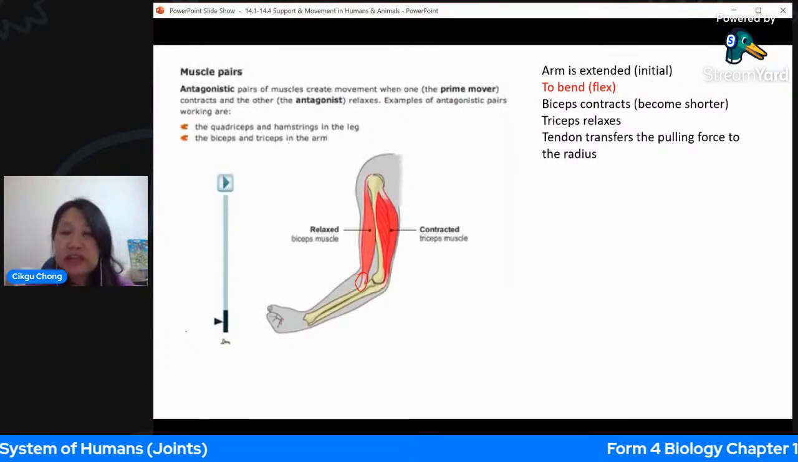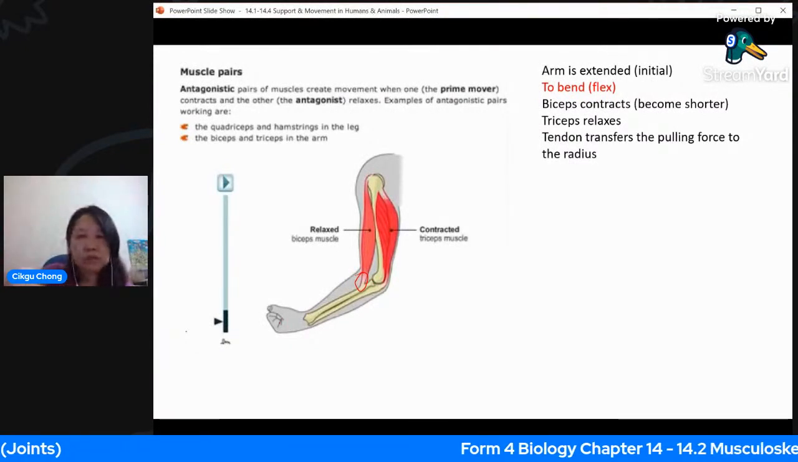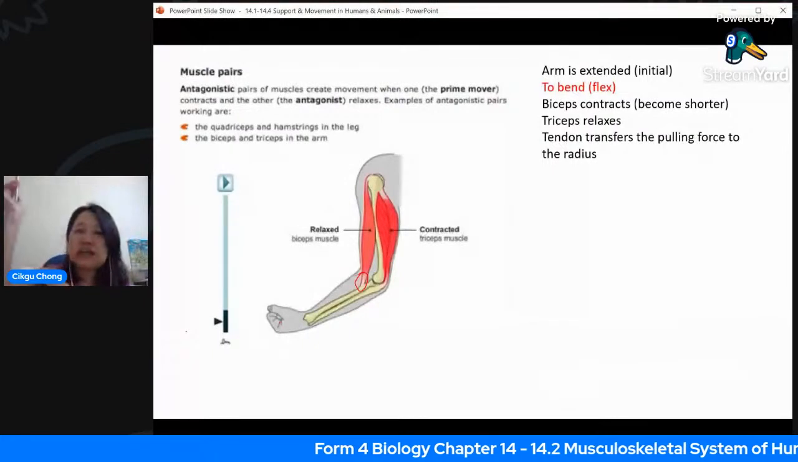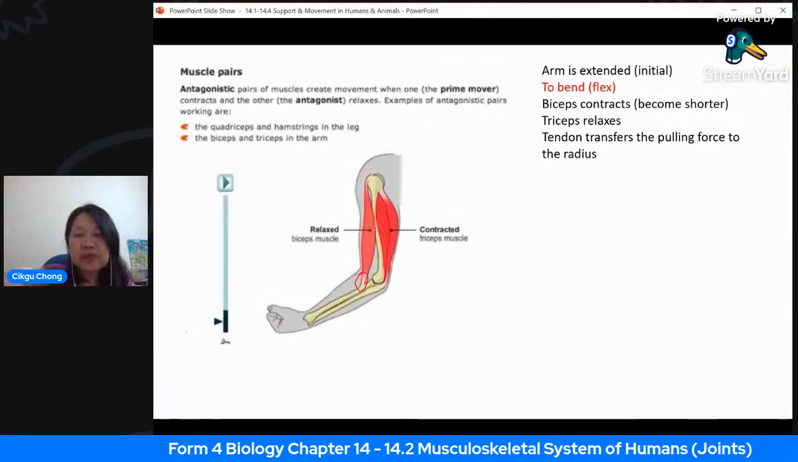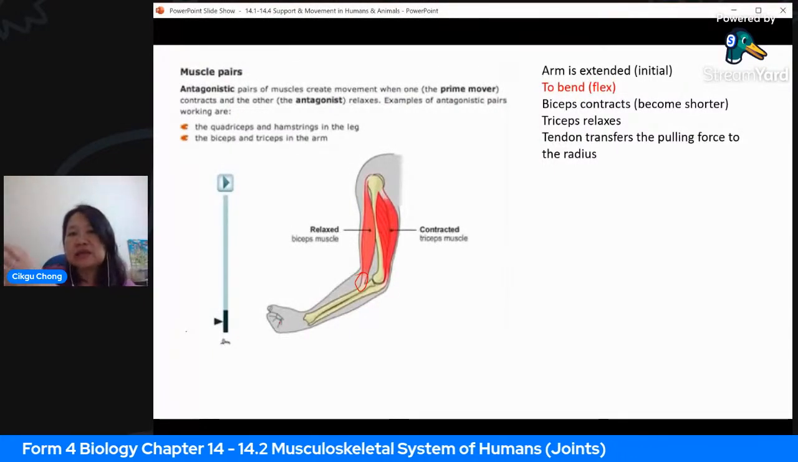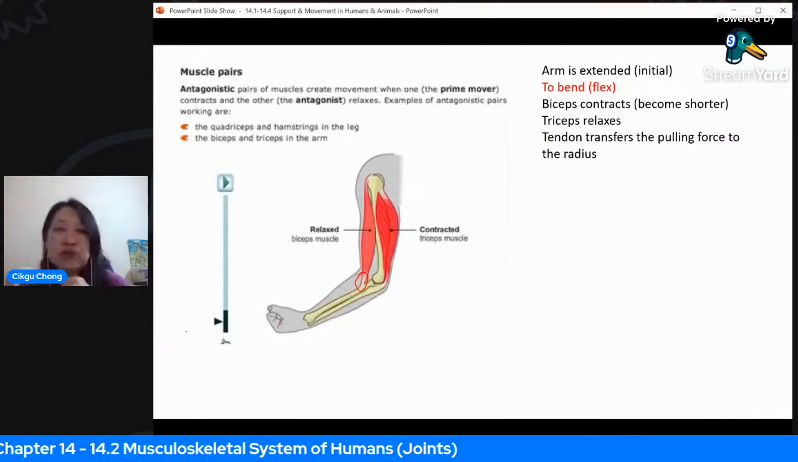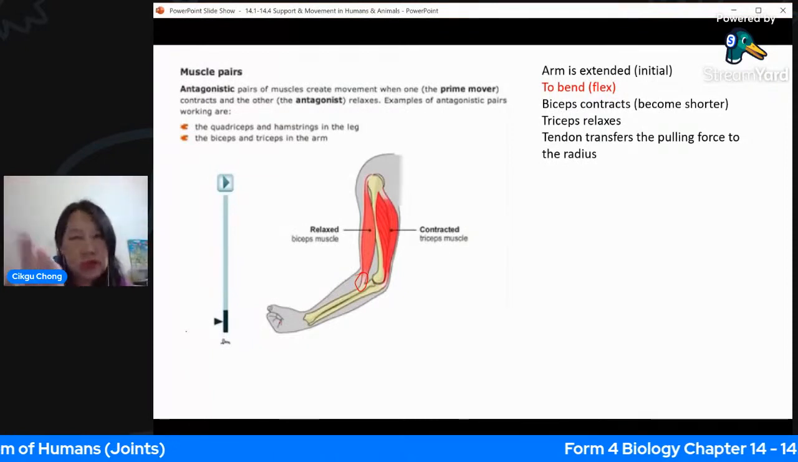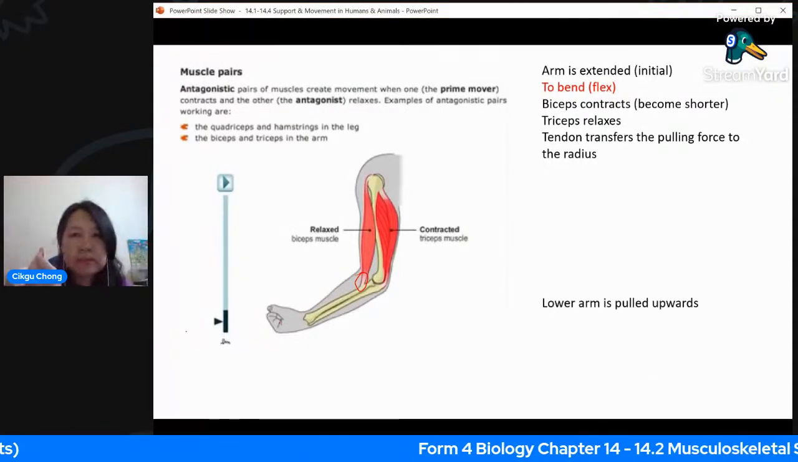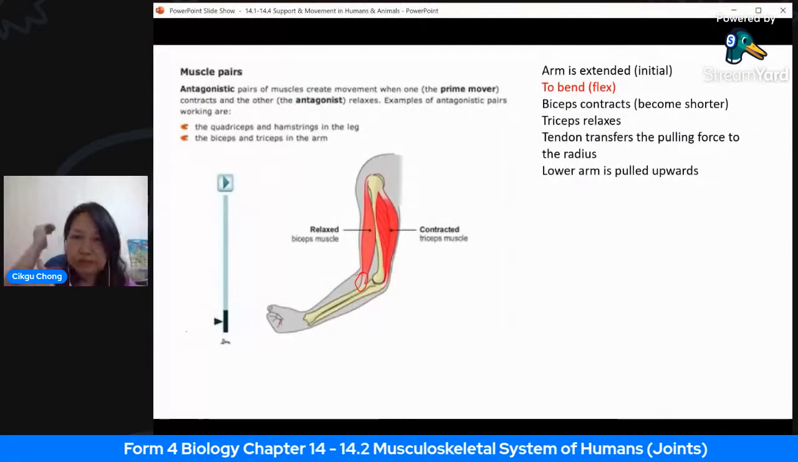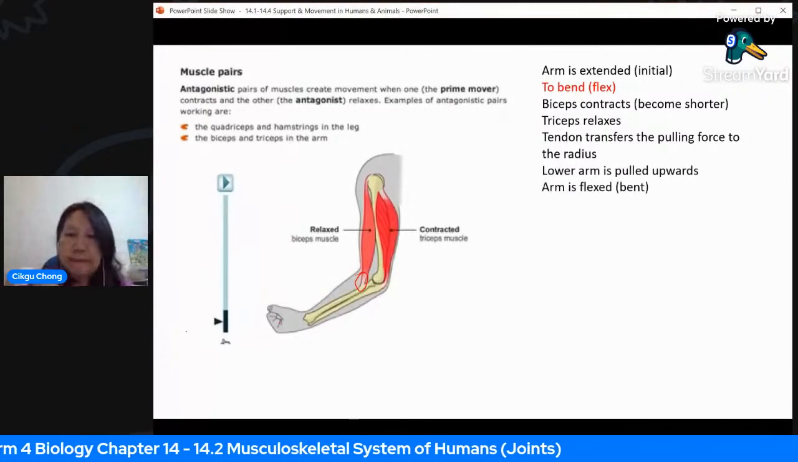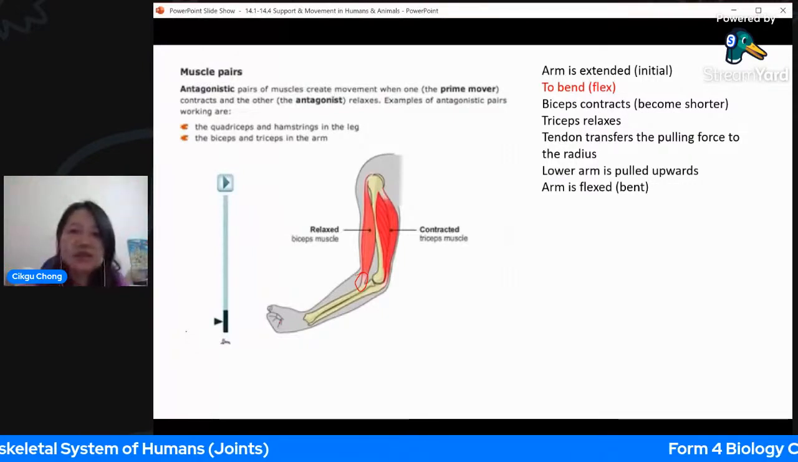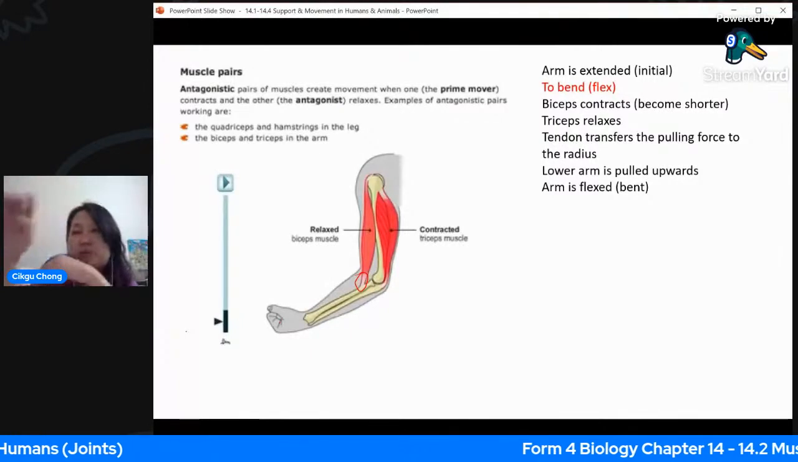The bone on top is called the radius. It will transfer the pulling force to the radius. Because the tendon is inelastic, it doesn't stretch, so the force will be transferred to the bone and the bone will come up. The lower arm is pulled up, that means your radius is pulled up. Then the arm is flexed, or we say the arm is bent. Understand?